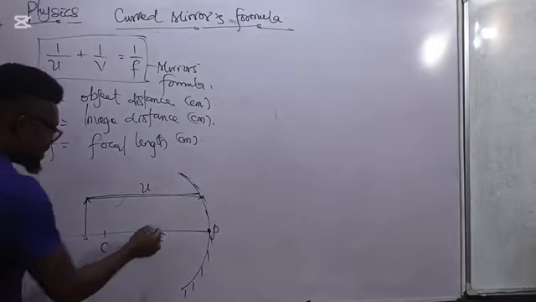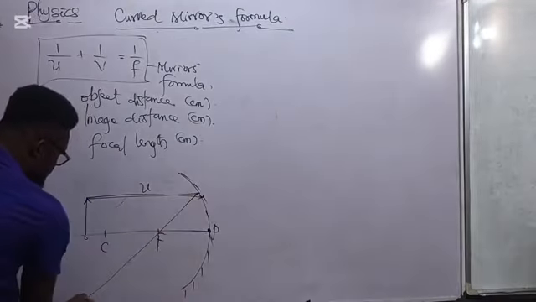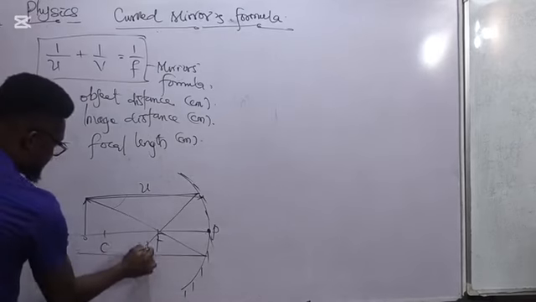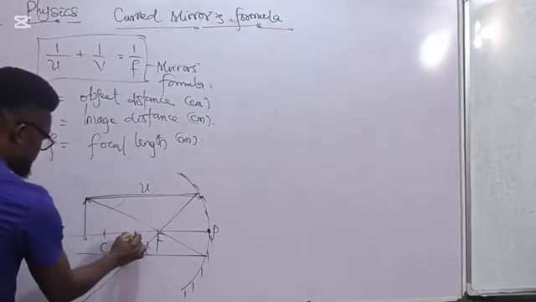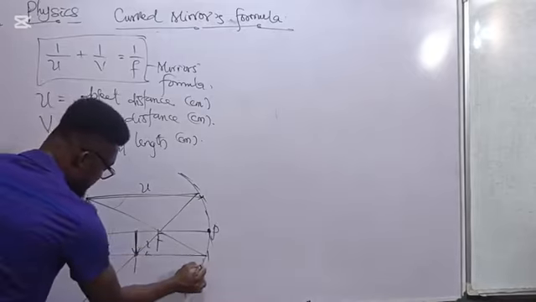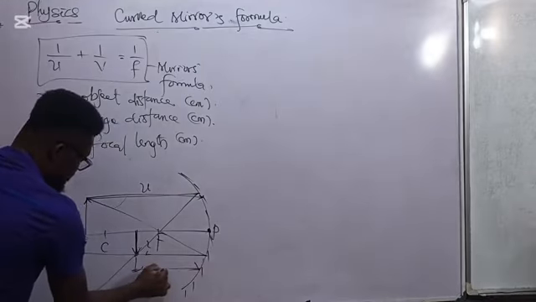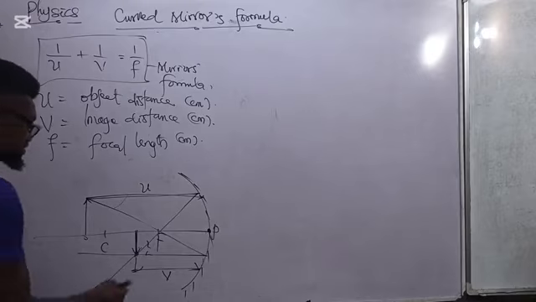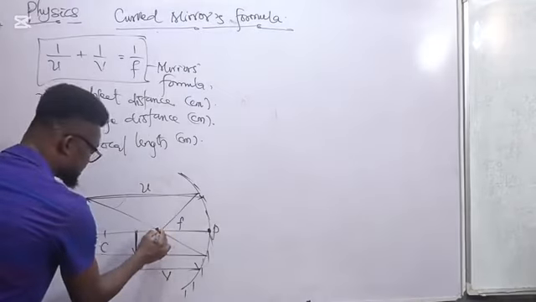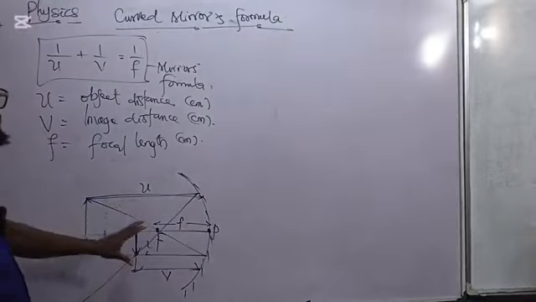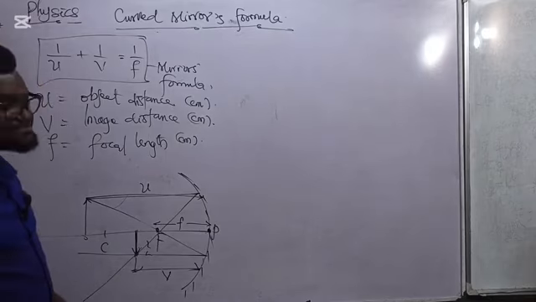Then when the ray reflects backwards, say another one hits here and reflects backward, here we get the image. From the mirror to this very point, we have the image distance, which is v. So u is the object distance, v is the image distance. Then the focal length is the distance measured from the principal focus to the pole. So any of these could be obtained using this very formula.